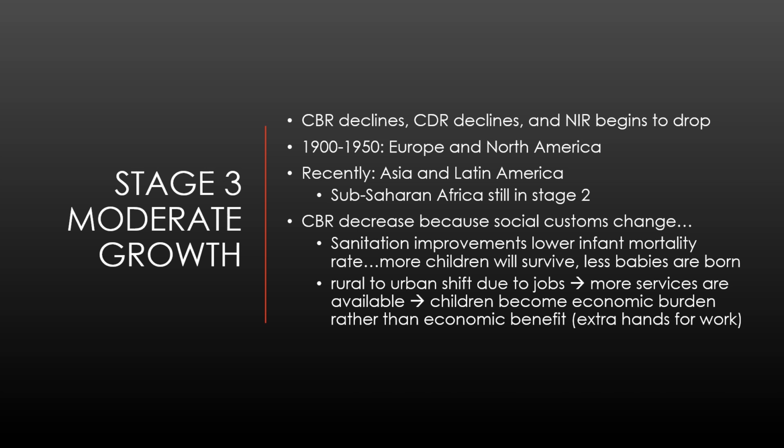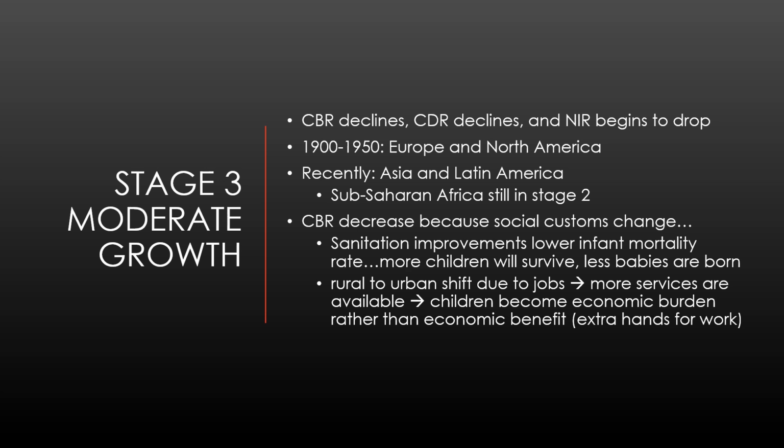Okay, stage 3, moderate growth. The crude birth rate declines, the crude death rate declines, and the natural increase rate begins to drop. So here's what's starting to happen. All the changes to CDR with the death rate are continuing. But for birth rate, people are starting to figure out, you know what? I don't have to have 10 kids to live in this house that I have in the city because I know they're starting to live longer. Medical advances are happening. I can feed my kid more consistently. Those things are good. I don't have to have 10 kids. I just have 3, right? So people start to realize I don't have to have as many children.